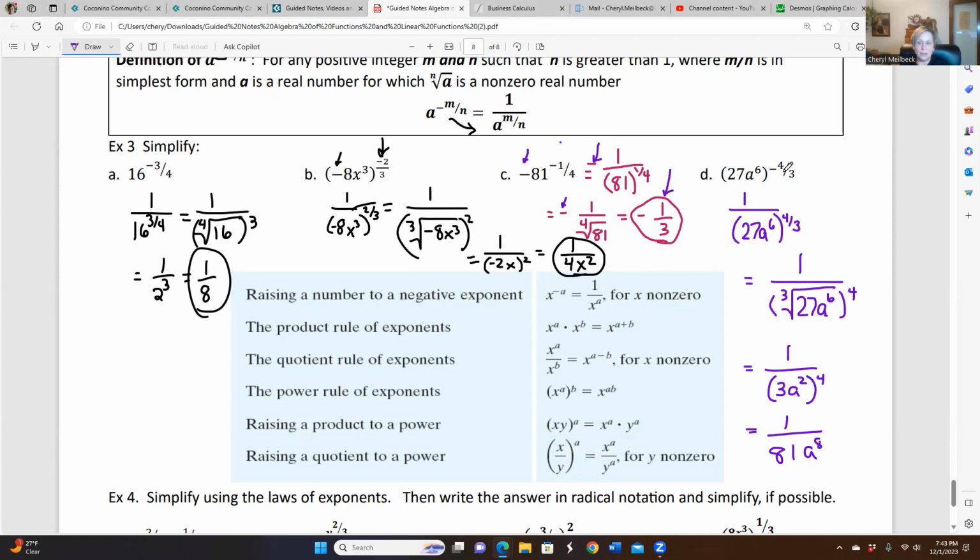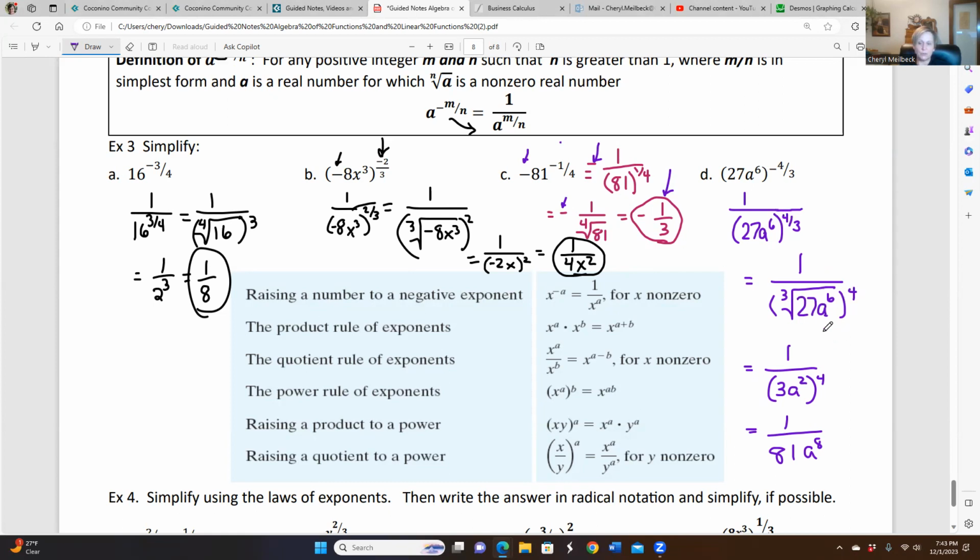On D, our negative exponent means we move our 27a to the 6th into the denominator, and it becomes a positive 4/3 exponent once it's in the denominator. The 4/3 exponent means the cubed root, because the denominator tells us the root, the index, of 27a to the 6th, to the 4th.